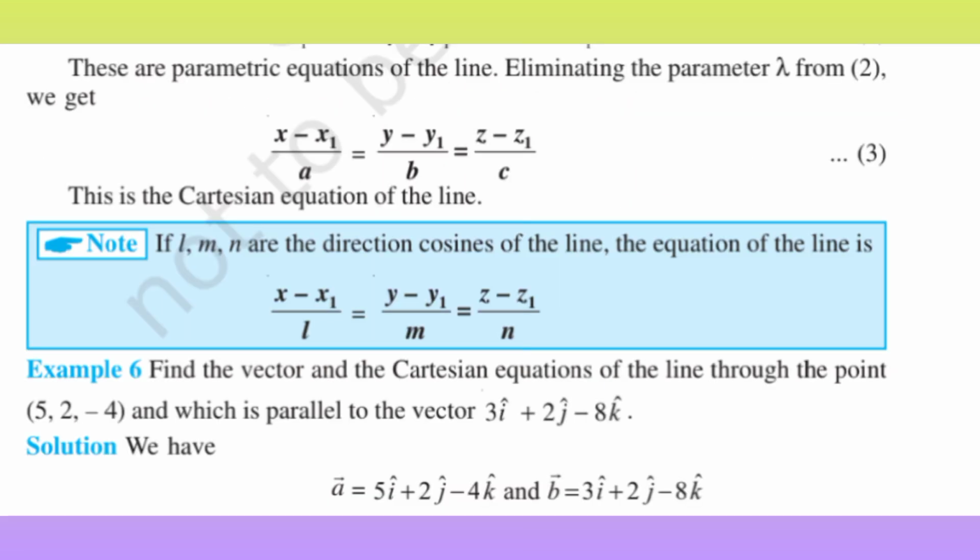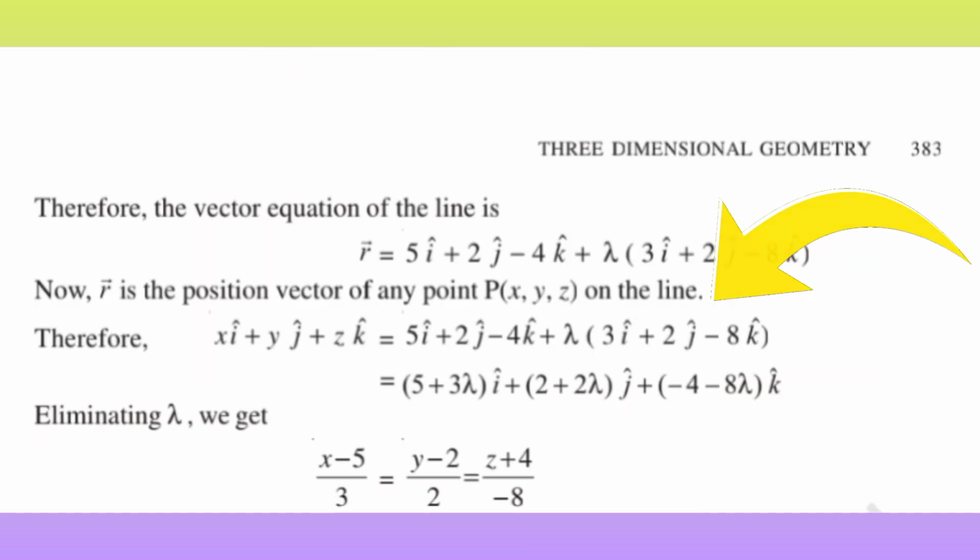Example 6. Find the vector and the Cartesian equation of the line through the point 5, 2, minus 4, and which is parallel to the vector 3 i cap plus 2 j cap minus 8 k cap. Solution: we have a vector is equal to 5 i cap plus 2 j cap minus 4 k cap, and b vector is equal to 3 i cap plus 2 j cap minus 8 k cap. Therefore, the equation of the line is r vector is equal to 5 i cap plus 2 j cap minus 4 k cap plus lambda times 3 i cap plus 2 j cap minus 8 k cap.